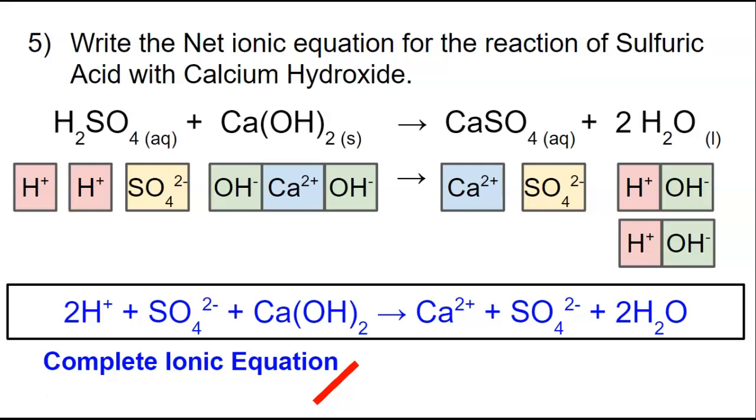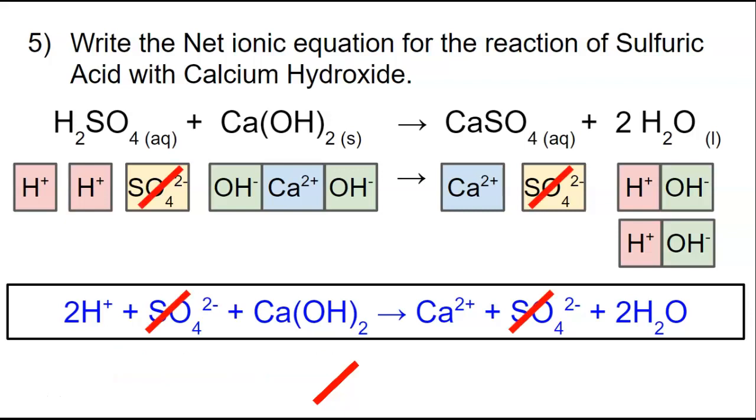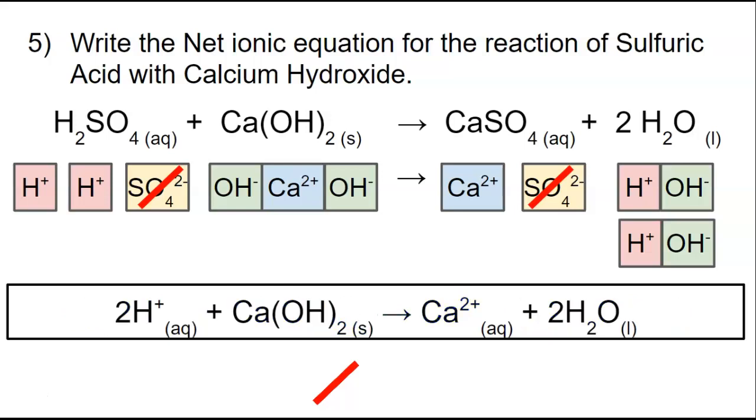Now we're going to go ahead and cancel things out that we can. The only thing that cancels out here is the sulfate. And so this is the net ionic equation for that.